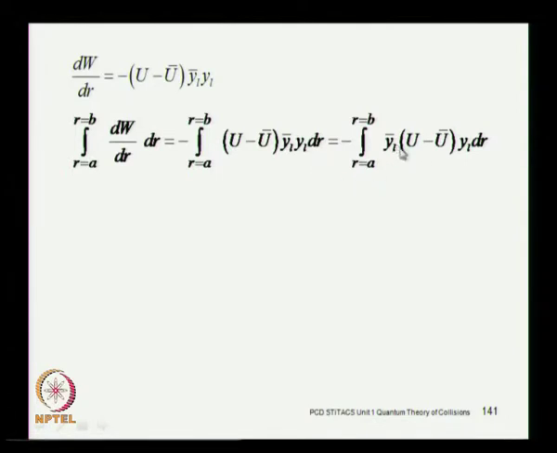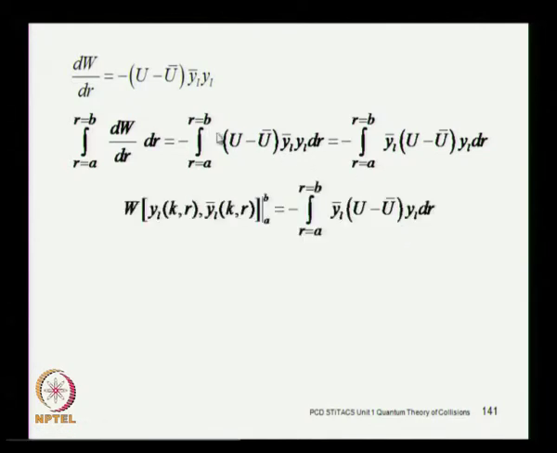So, you have got u minus u bar sandwiched between these two, just so it looks a little nicer and symmetric. The integral of the left hand side, which is the integration of a total derivative, gives you the Wronskian itself, and you have to subtract the value of the Wronskian at the lower limit, which is a, from the value of the Wronskian at the upper limit, which is b. So, that is the result for the left hand side.